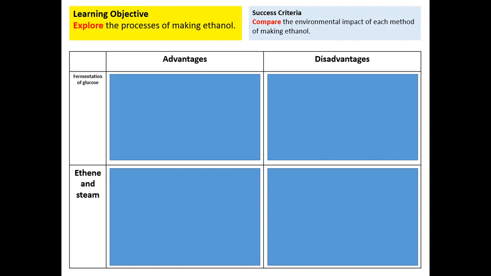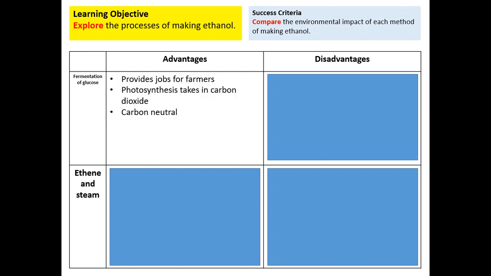Okay, so fermentation of glucose then, so we're talking about the sugar cane. If we have a look at the advantages of it, so it provides jobs for farmers, which is obviously good for their economy, keeps them in business. Photosynthesis takes in the carbon dioxide, which then makes it carbon neutral because any carbon dioxide given off is taken in by other plants.